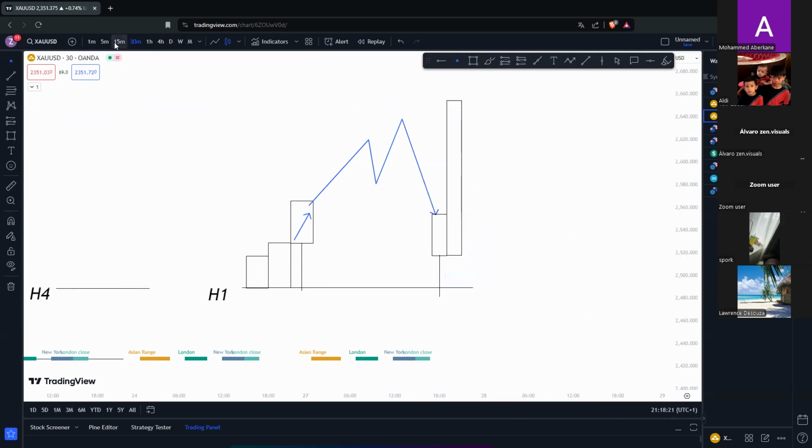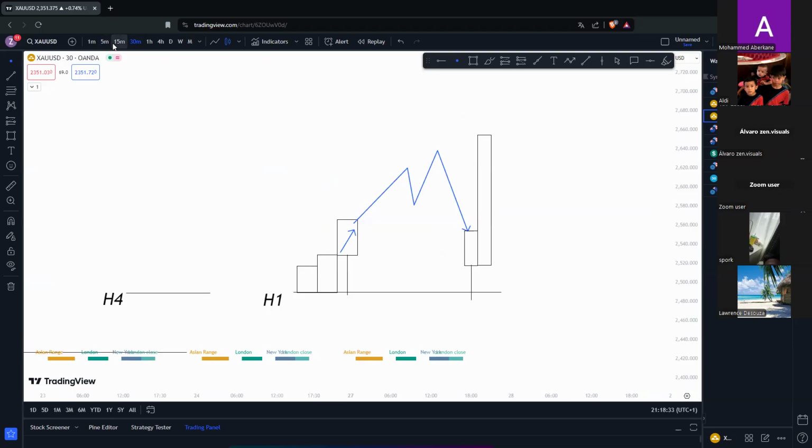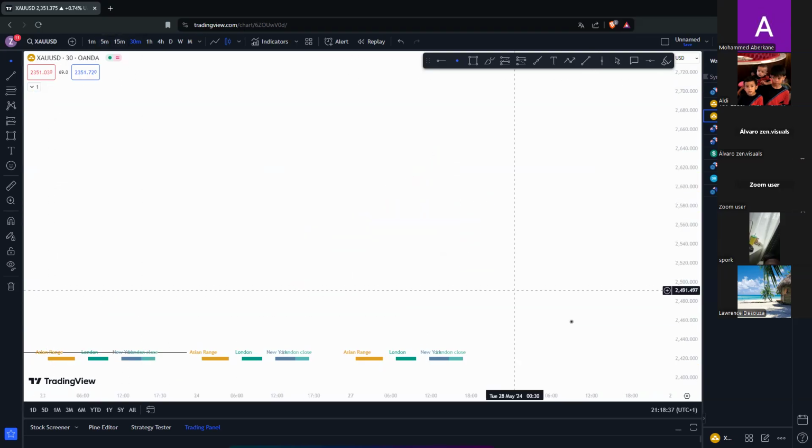By the way, you can also use this on M15, M5, but I personally did not try it enough there to give you a review about this time frame. So I never tried it. If you try it, then let me know. Okay, so yeah, do you guys have any questions?